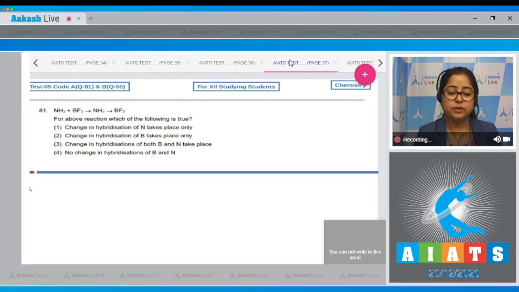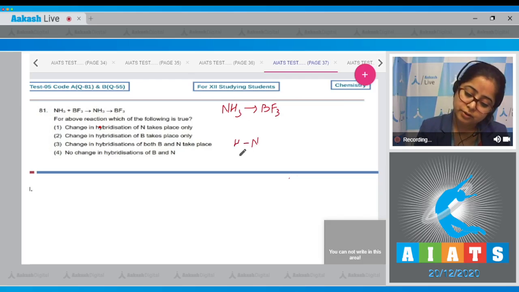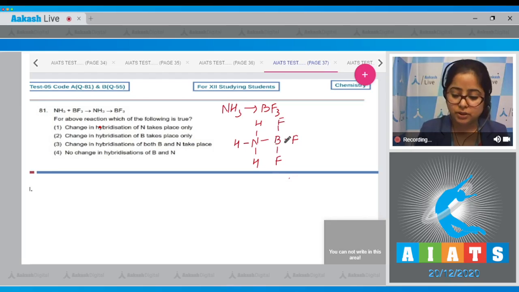Question number 81. NH3 plus BF3 gives NH3 to BF3 a coordinate covalent bond. And here BF3 is covalently bonded with NH3. Here nitrogen has 3 hydrogen atoms attached and boron has 3 fluorine attached, and nitrogen and boron are attached to each other also. Boron will have a negative charge, nitrogen will have a positive charge.